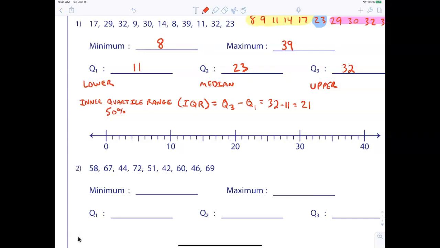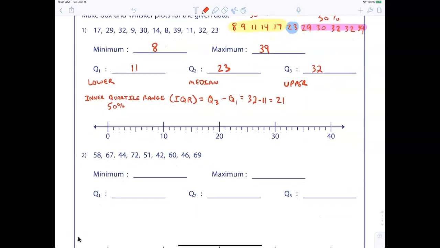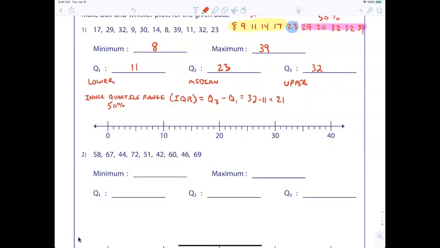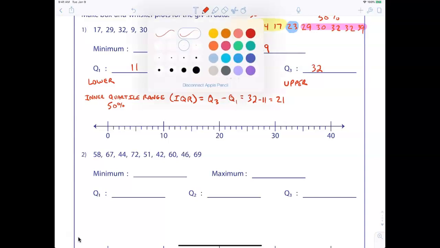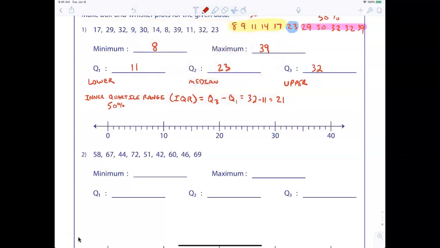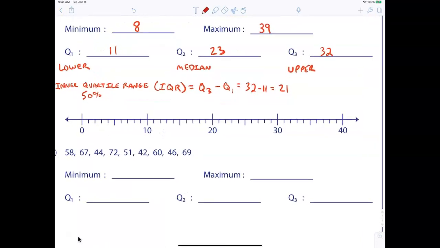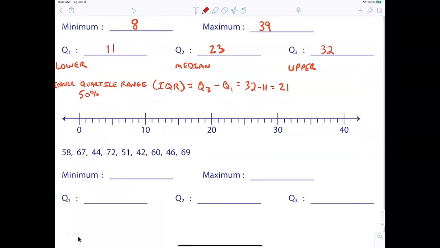Now please pay attention, because now I'm going to show you how simple the box and whisker is. I understand the box, I just don't understand why they call it whiskers. Let me show you. So the median is what? The median is 23.